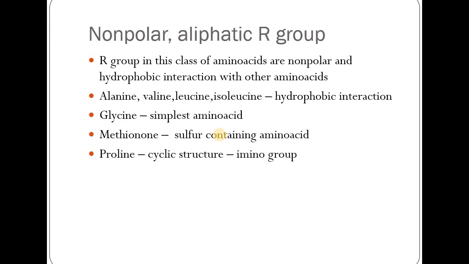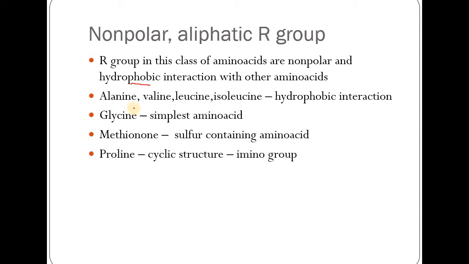The first group of amino acids is the nonpolar aliphatic R group. Here the R group, the alkyl group which has been attached, is nonpolar and aliphatic. Nonpolar in the sense that it is hydrophobic. It exhibits hydrophobic interaction with other amino acids in the protein sequence. The amino acids in this group include alanine, valine, leucine, isoleucine, glycine, methionine, and proline. Each of these has its own unique properties.